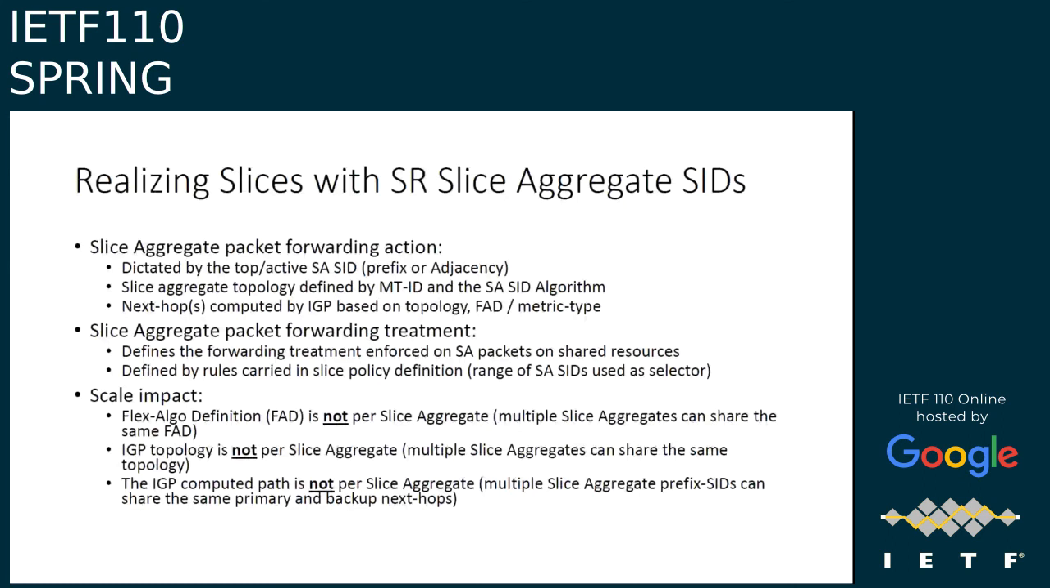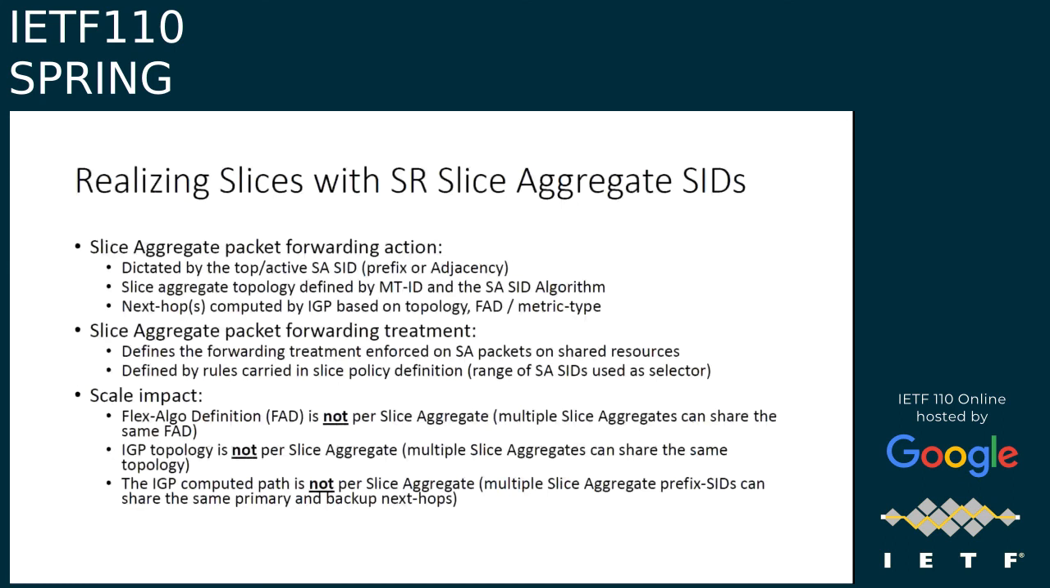I'll go with the first option that we are presenting to realize the solution. As I said, we will advertise SIDs associated with a specific slice aggregate. So the forwarding action in that case is dictated by the top or active segment, be it the prefix or adjacency. The topology is defined by, if it's a prefix SID, it carries an MT ID and a flex algo number, and the FAD will dictate the topology that is used to select the next hop. The forwarding treatment is a rule that is part of the slice policy definition, as I mentioned in the earlier slide.